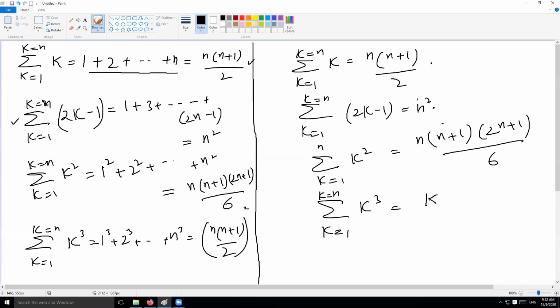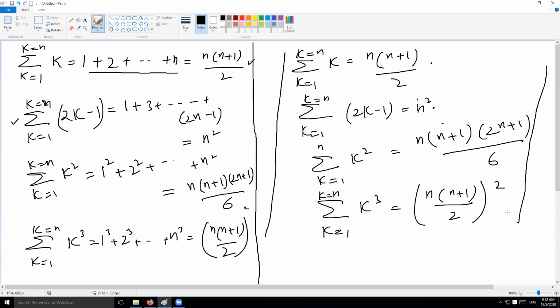So it's going to be n times n plus 1 upon 2, and the whole thing squared. So these are some of the identities that you should always remember, because these are going to be used always. And we're going to see them shortly.